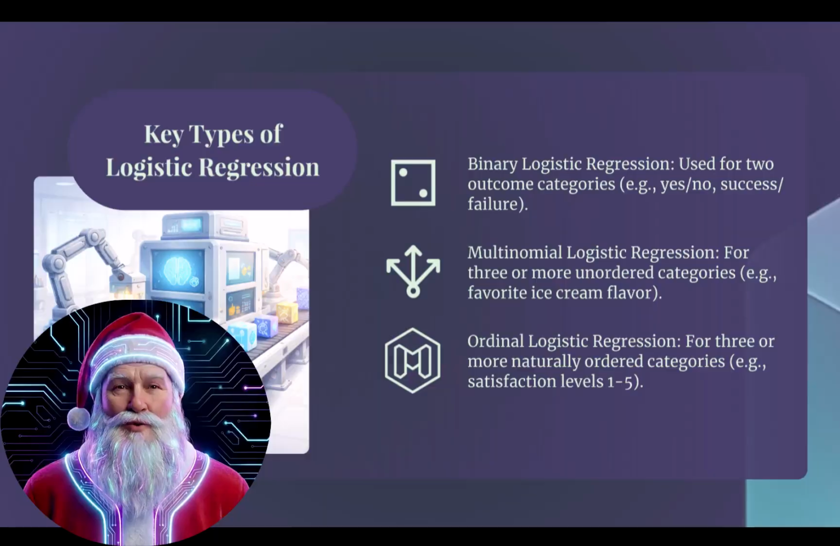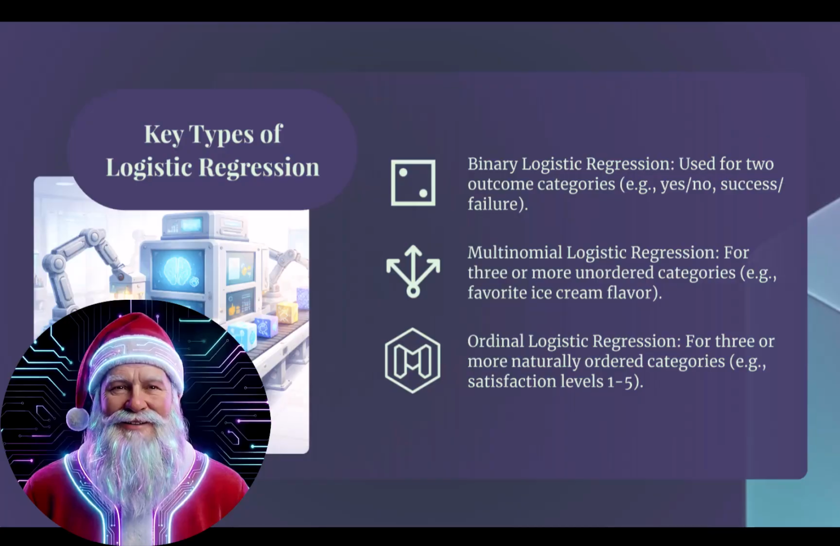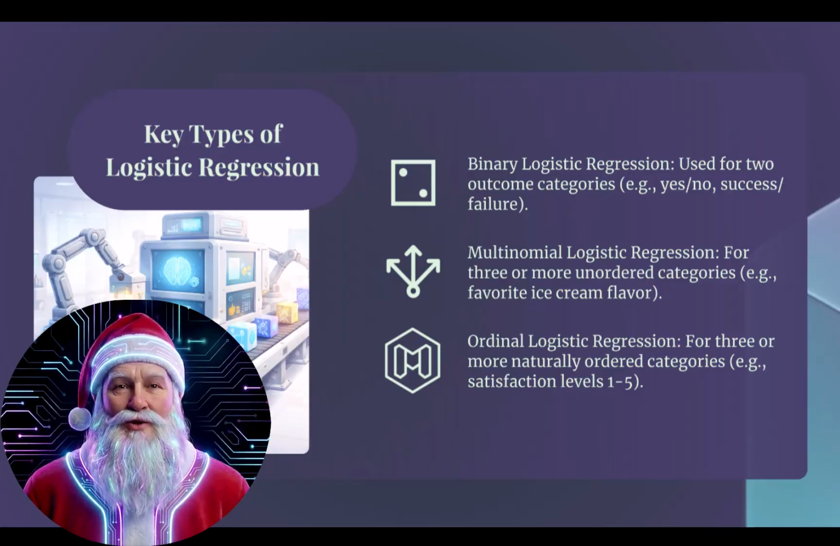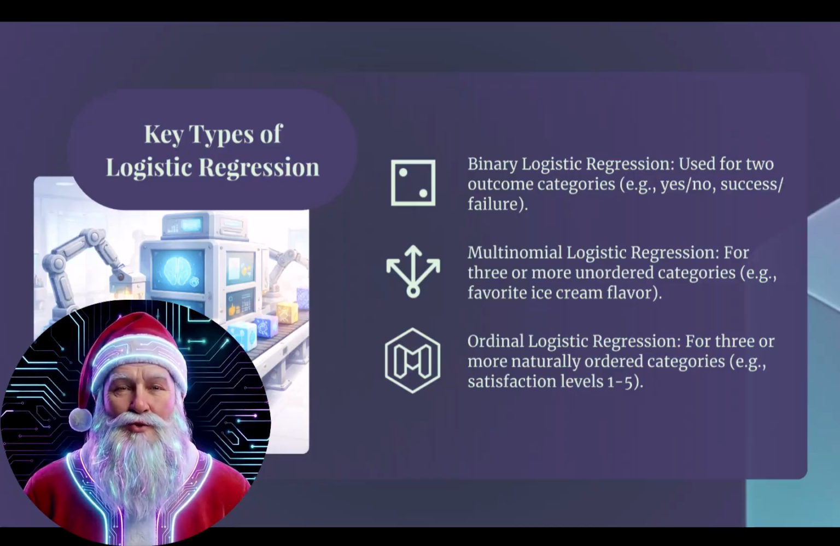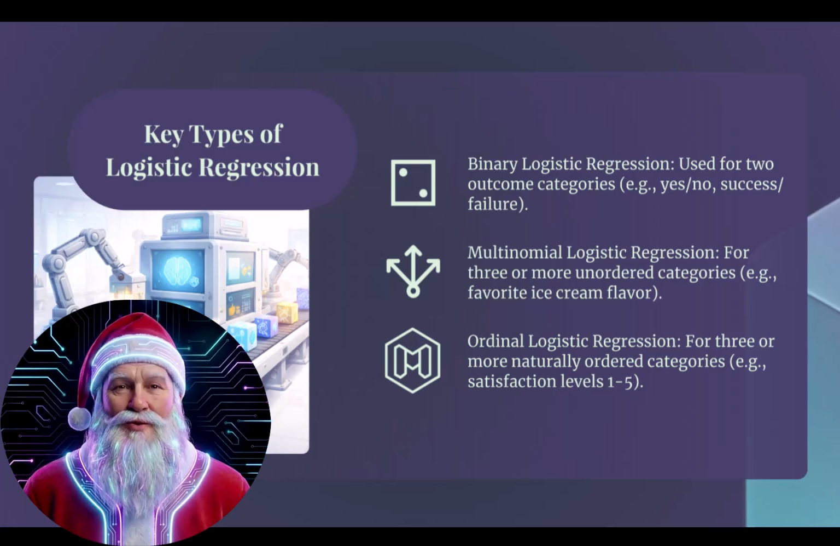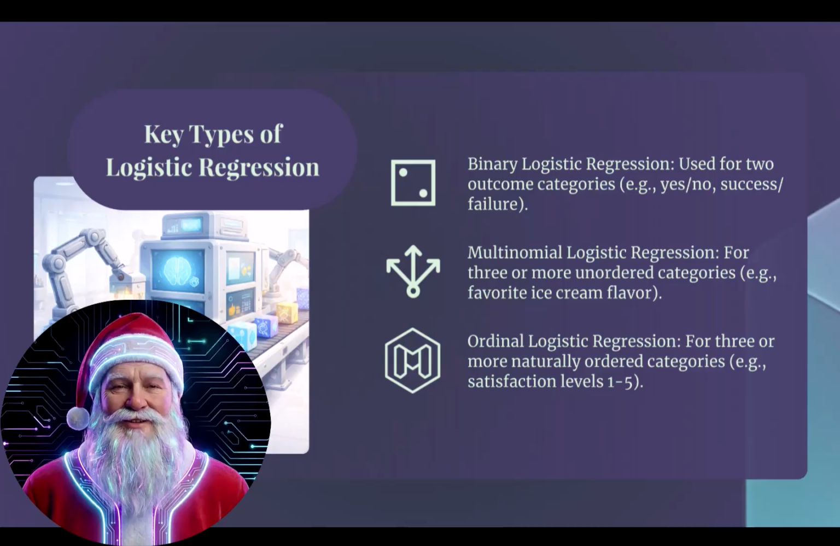2. Multinomial. What if you have more than 2 choices but they have no specific order? Think about predicting a customer's favorite ice cream. Will they choose chocolate, vanilla, or strawberry? 3. Ordinal. You use this when you have 3 or more choices that are ranked in order. For example, predicting a customer satisfaction score from 1 to 5 stars.